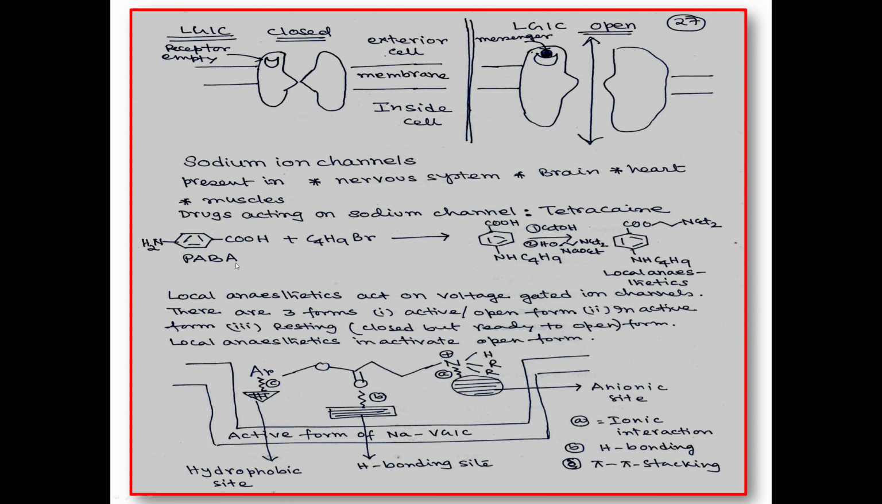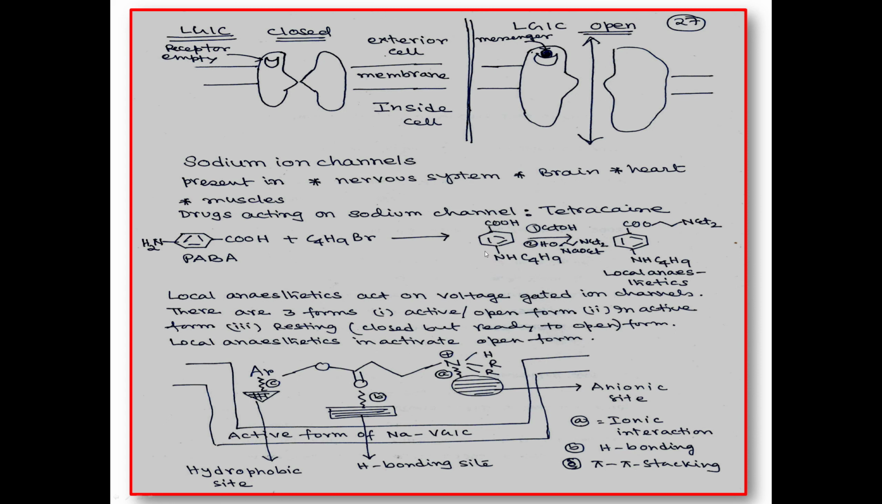Now let us see the synthetic scheme of tetracaine. The chemical synthesis of tetracaine starts from PABA, para-aminobenzoic acid. When para-aminobenzoic acid undergoes a reaction with butyl bromide, the NH2 group is the nucleophile and N-alkylation happens. So butyl bromide is the alkylating agent. HBr goes off and we get the N-alkylated para-aminobenzoic acid.